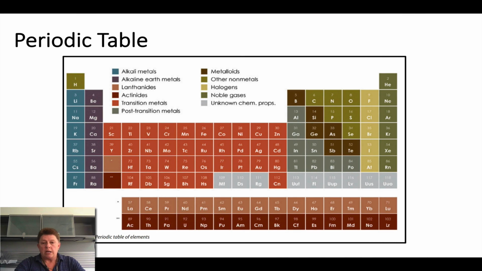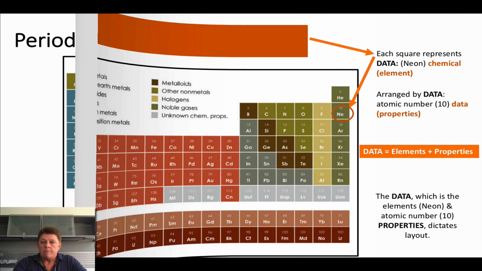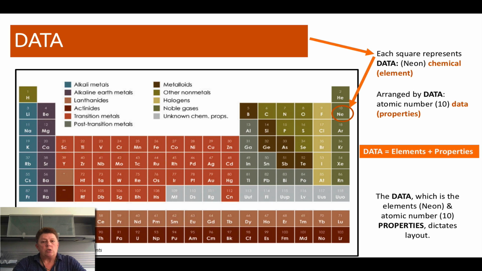Now let's look at this periodic table. This, in essence, is a visualization. It's a visualization of data. Now let's look at the data in the visualization. Each square in the periodic table represents data. As you can see from what the arrow is pointing to, neon, circled in orange, Ne is the element, the chemical element. Neon is the data. The square is the visualization. So neon is the data, and the square is what we're using to visualize the data.